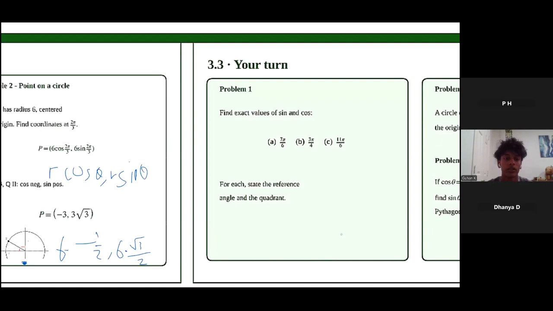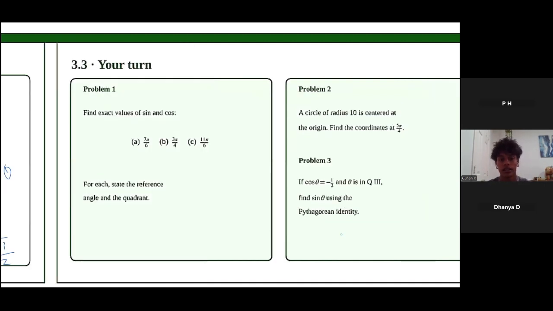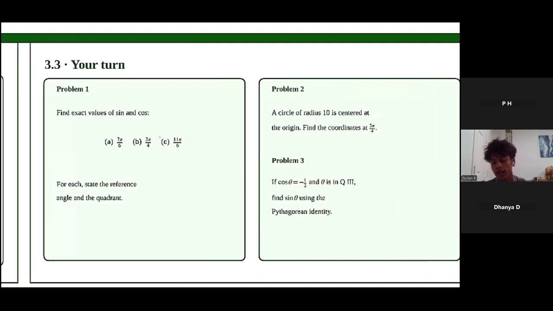Okay. Here, find the values of sine and cosine. Again, you need to know the unit circle for that. The circle of radius 10 is centered at the origin. Find the coordinates at 5 pi over 4. For 5 pi over 4, you would find cos of 5 pi over 4 and sine of 5 pi over 4 and multiply both of these by 10. Then you get the coordinates for it.